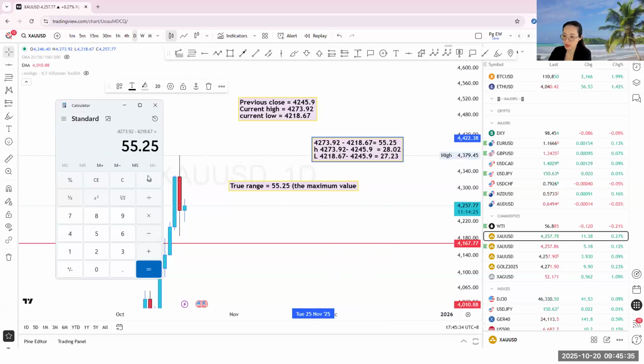Okay, you already get that number. Then the current high, which is 4273.92, minus the previous close. The previous close is 4245.9. You will get... oof, I'm wrong.